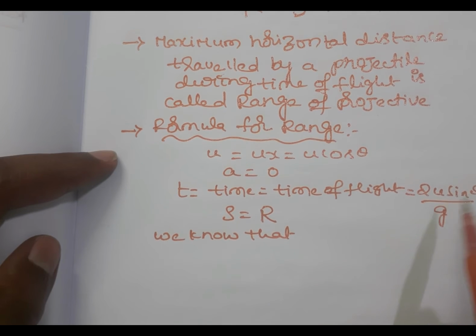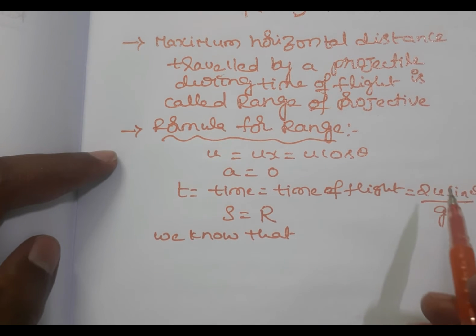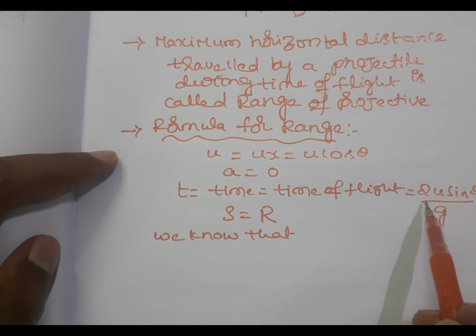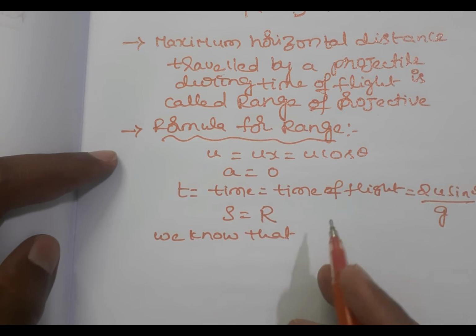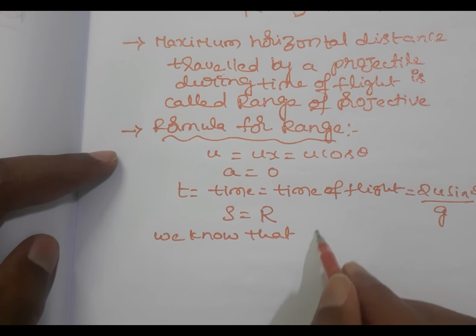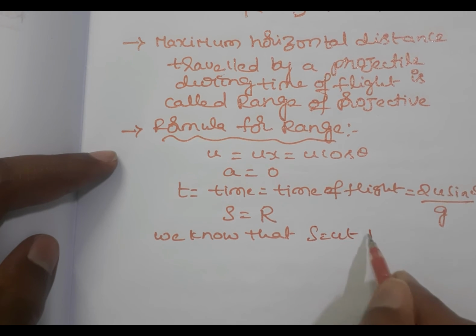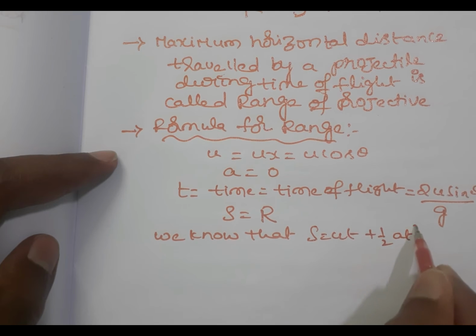You know the time of flight formula derivation; in the previous video we derived it. So time of flight t is equal to 2u sin theta by g. And R is the maximum horizontal distance called range, that is, S is taken as R. We know from the second equation of motion, S is equal to ut plus half a t square.